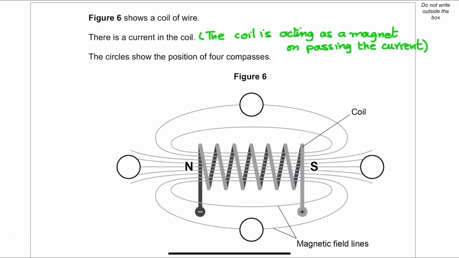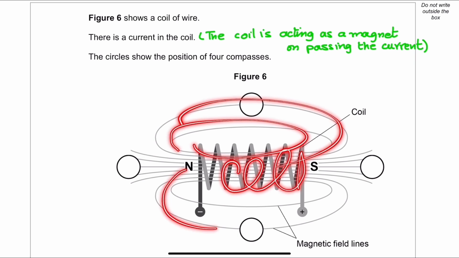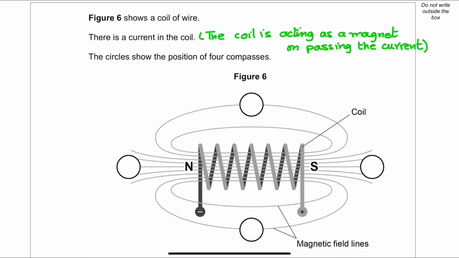Figure 6 shows a coil of wire. There is a current in the coil. The circles show the positions of four compasses: one, two, three, four. We can see a coil is present. Around the coil, we can see the field lines generated. The reason is that when the current flows through the coil, it acts as a magnet. Therefore, the field lines are generated. We can see the north pole and the south pole of these field lines.